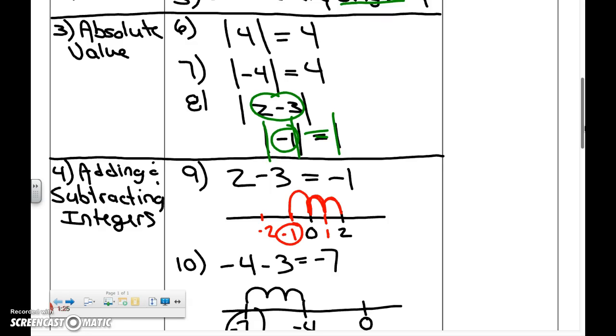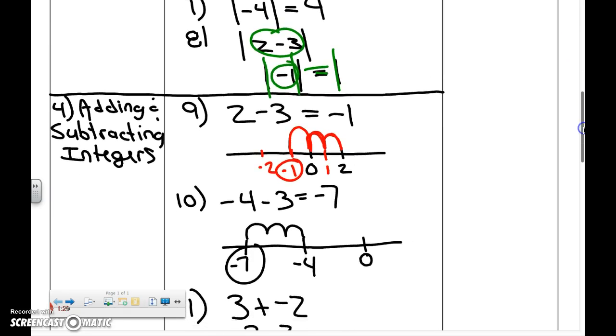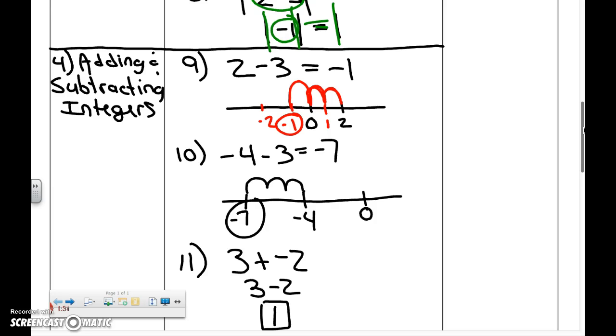The biggest problem for all of my kids in math, and I don't care what level of math you're in, is adding and subtracting integers, Hamza. Adding and subtracting integers is the biggest problem. Somebody tell me what you should use when adding and subtracting integers. What is the one tool that is going to be the most beneficial to you, Danny? What's the one tool you should use when adding and subtracting integers? A number line. Number line.